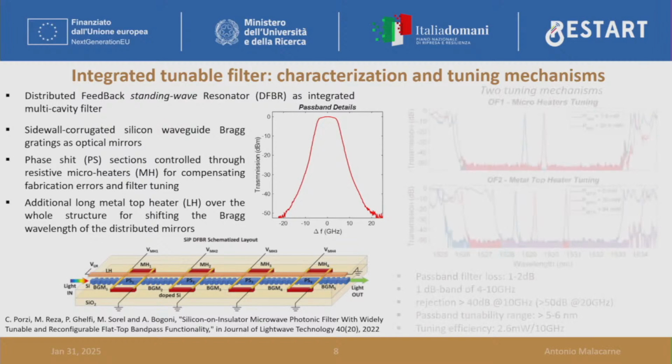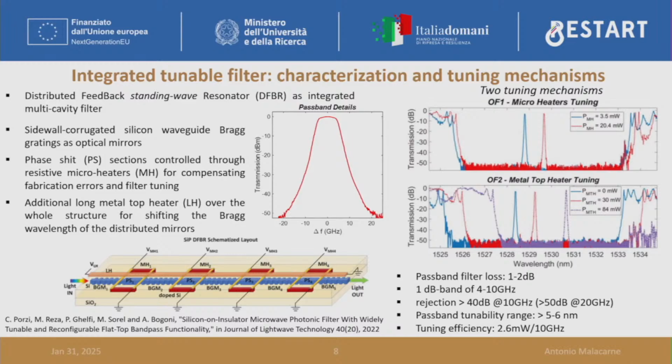And we have, in particular, two ways to tune the filters, through the microheaters or through a long top metal heater all along the whole structure that rigidly tunes the whole spectral response, passband plus stop band region. I forgot to say, we achieved a bandpass bandwidth from 1 gigahertz up to 10 gigahertz with a passband loss of 1 to 2 dB and a nice rejection. I mean, the shape is very steep.